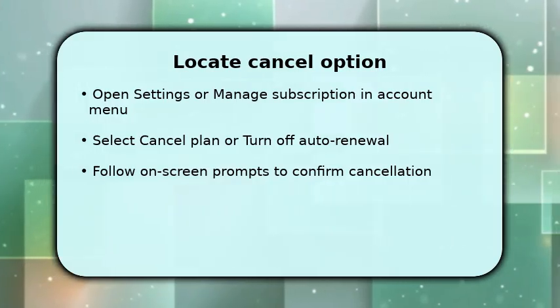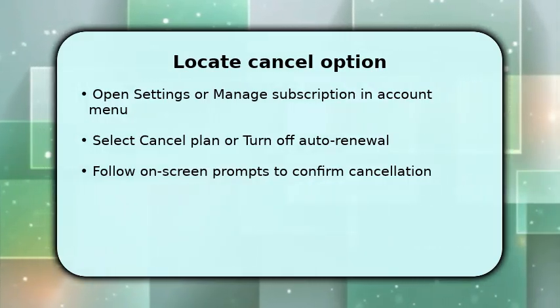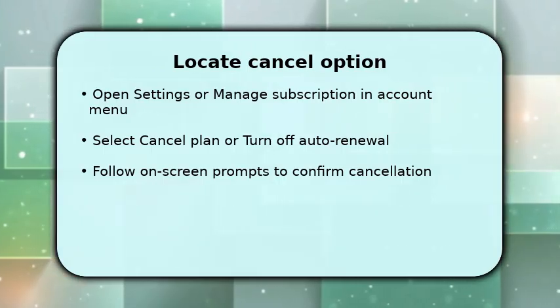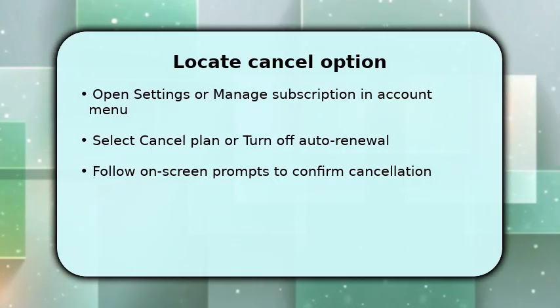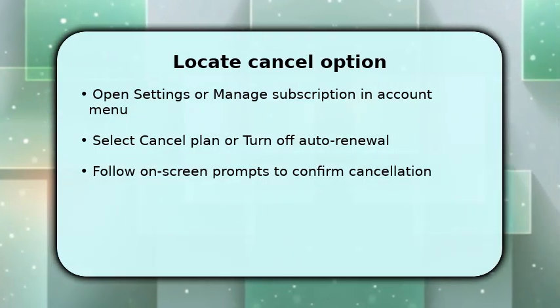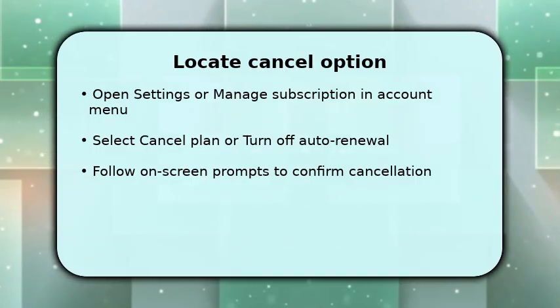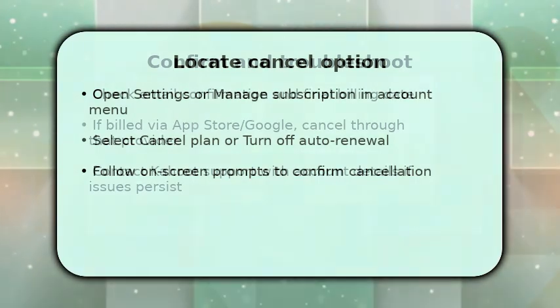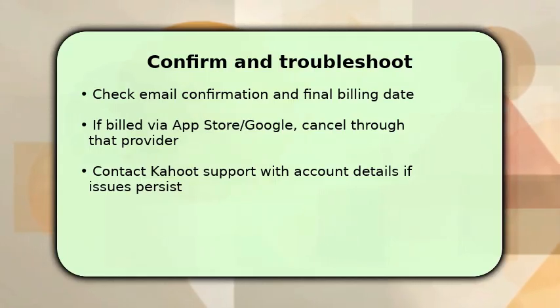Kahoot asks why you're canceling. Choose a reason and proceed because this step triggers the system to schedule the end date. Once done, watch for the confirmation screen and an email receipt that states when access ends and whether you're eligible for a refund. Finish by confirming the cancellation email. It contains the final billing date and next steps.